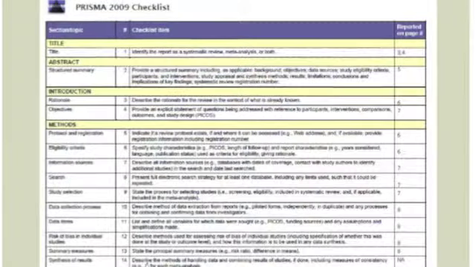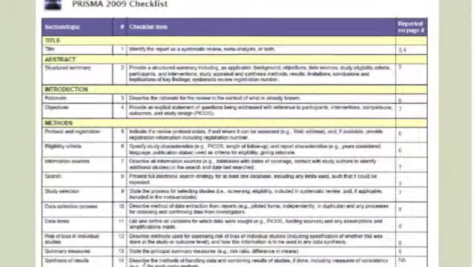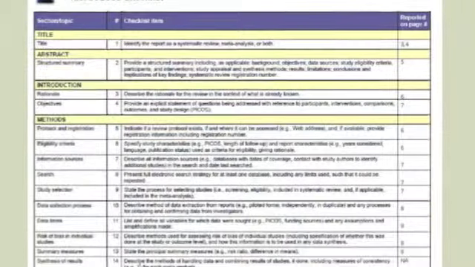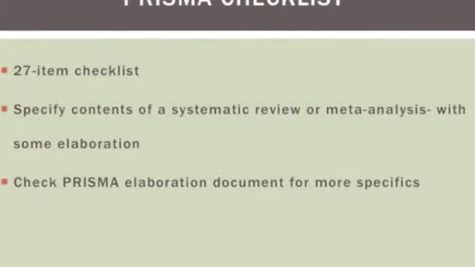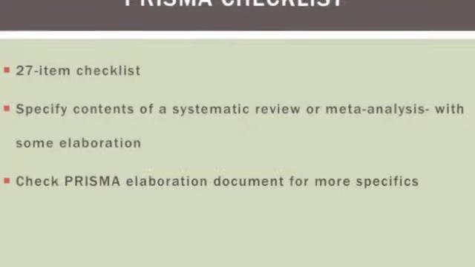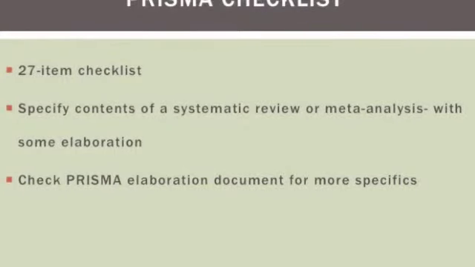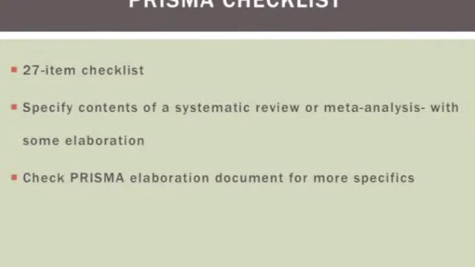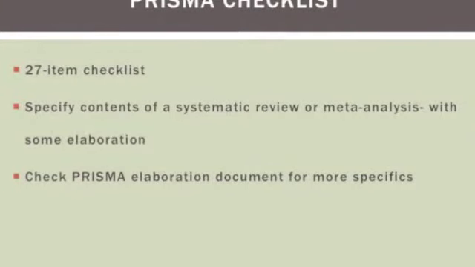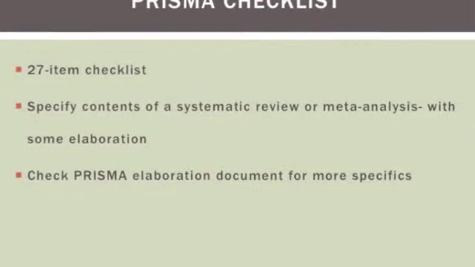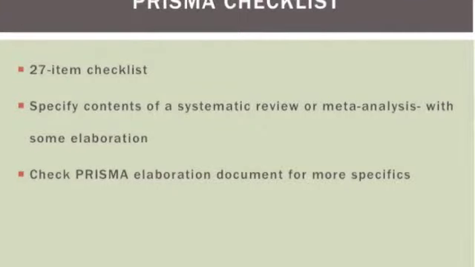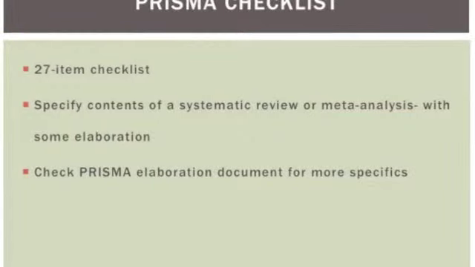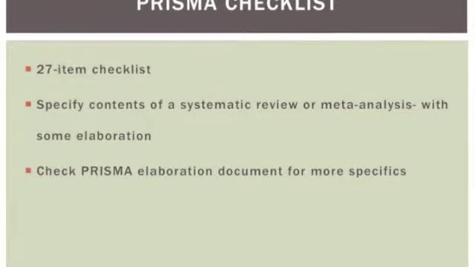This is your PRISMA checklist. If you have not done so already, please print out and follow along during the lecture. The PRISMA checklist is a 27-item checklist. It specifies the contents of a systematic review or meta-analysis with some elaboration. However, for more details, please check out the PRISMA explanation and elaboration document for more specifics. This is uploaded in week 2 of this course.